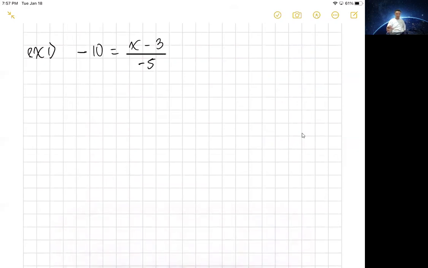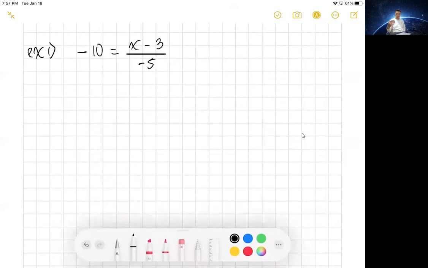Hopefully you paused the video, you solved it, and now you can see whether you did it right or not. Again, I cannot cancel the adding and subtracting first. I gotta cancel the division. And how do I cancel division? By multiplication of the exact same number. It's not going to be positive 5. It's going to be negative times a negative gives me a positive.